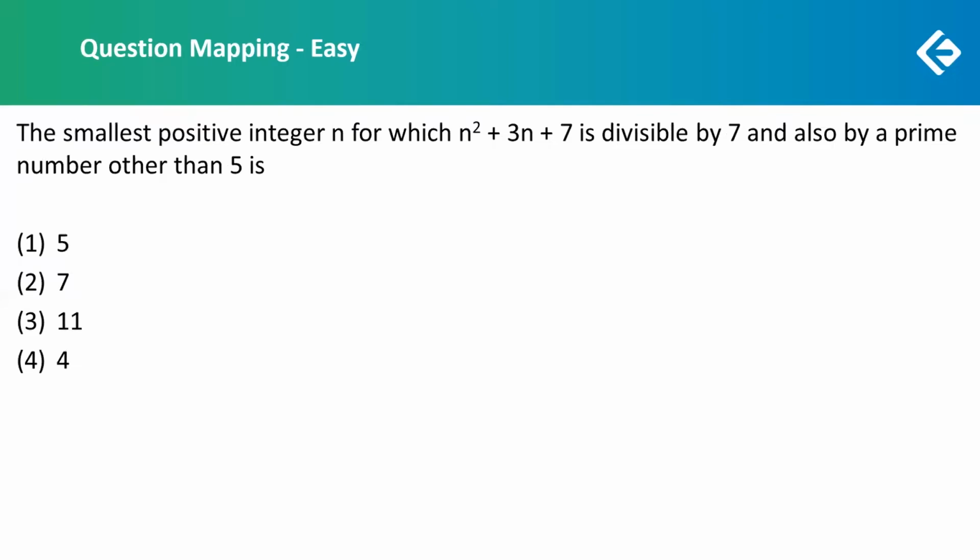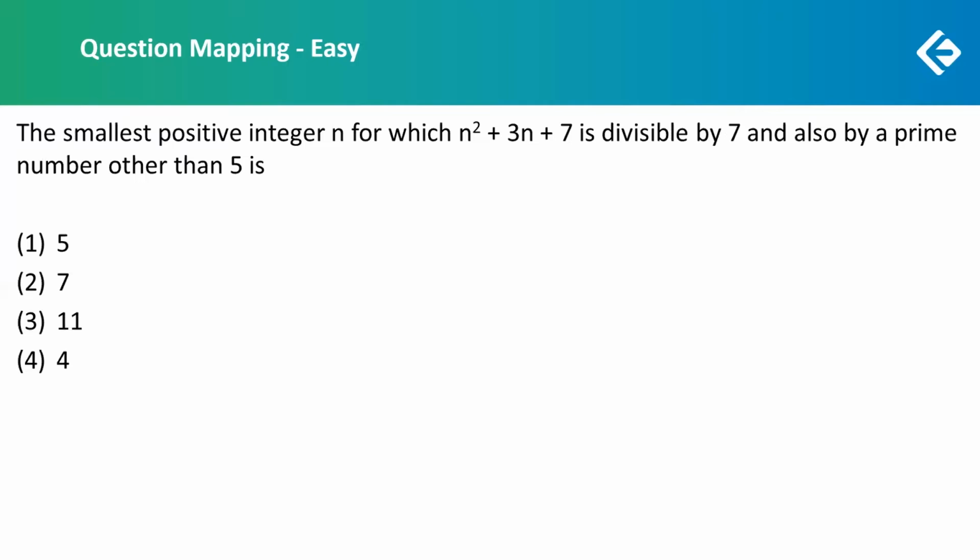Next, we had a question in which it was given that the smallest positive integer n, for which n square plus 3n plus 7 is divisible by 7 and also by a prime number other than 5 is. Now we had the four options, so we should have proceeded from the options. The question is asking us for the smallest positive integer n, which will satisfy these conditions.